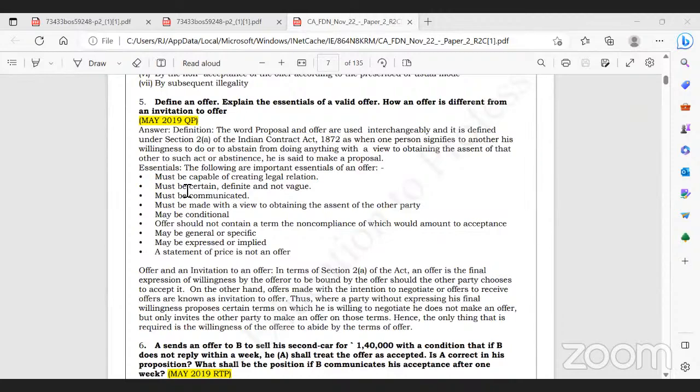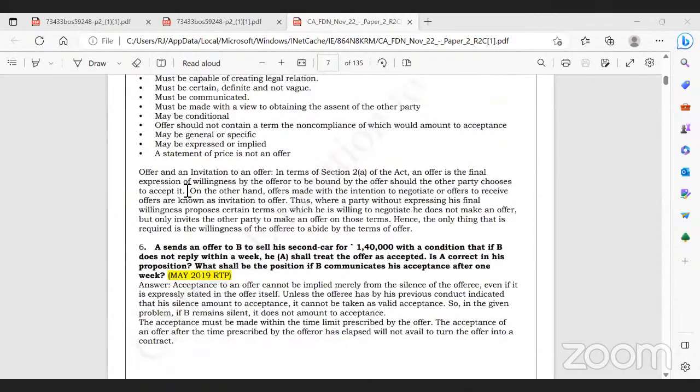Next. A sends an offer to B to sell his second car for 1,40,000 with the condition that if B does not reply within a week, A shall treat the offer as accepted. Is A correct in his proposition? It's not correct. Silence cannot be treated as acceptance. Remember, we did the case Felthouse versus Bindley, that uncle and nephew with the horse, correct or no? Yes, sir.